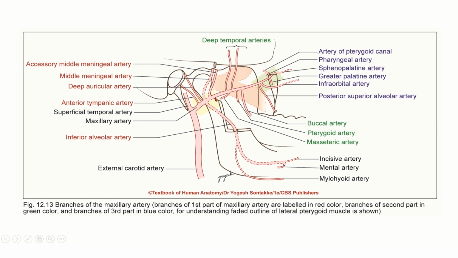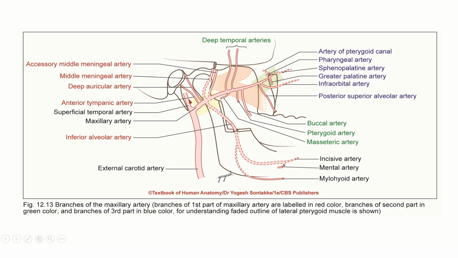You can see here, this is the first part, this is the second part, and this is the third part. The red labeled are the branches of the first part, the green labeled are the branches of the second part, and the purple labeled are the branches of the third part. So let us see the branches of the first part of the maxillary artery.